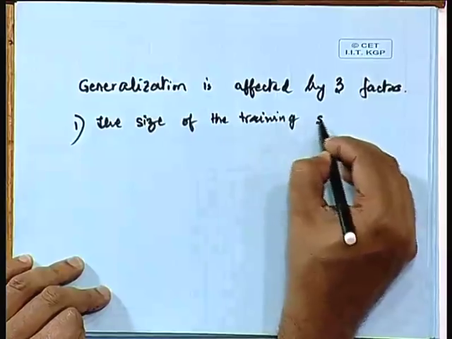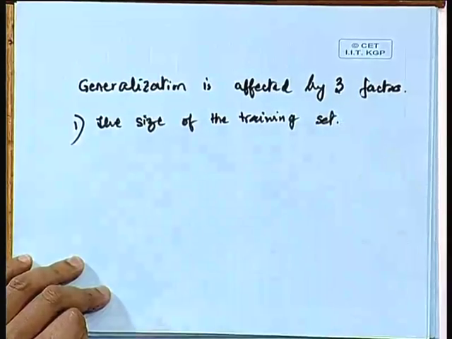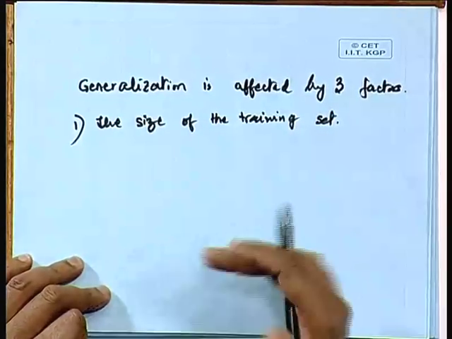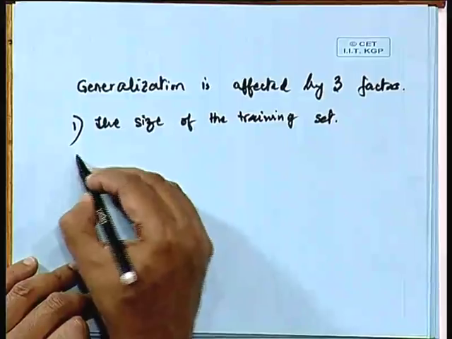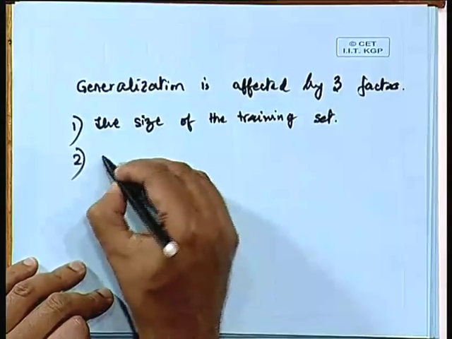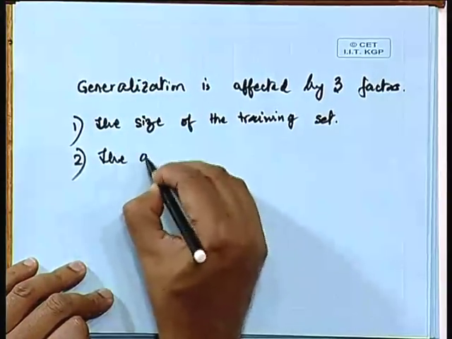Now, I think this aspect we have discussed implicitly many a times. Even during the discussions of single layer perceptrons we talked about this aspect, and you remember that we also talked about the VC dimension, which determines the size of the training set up to which we can go. And then the second factor is the architecture of the network.